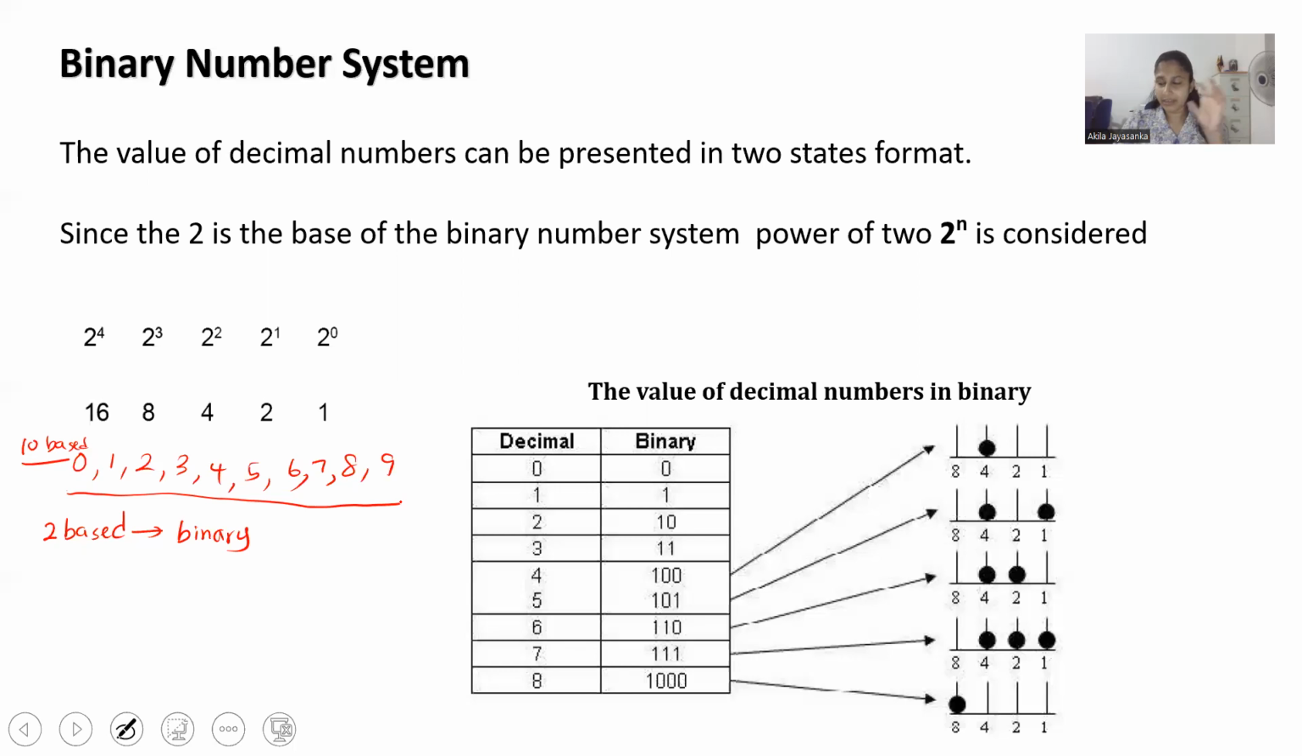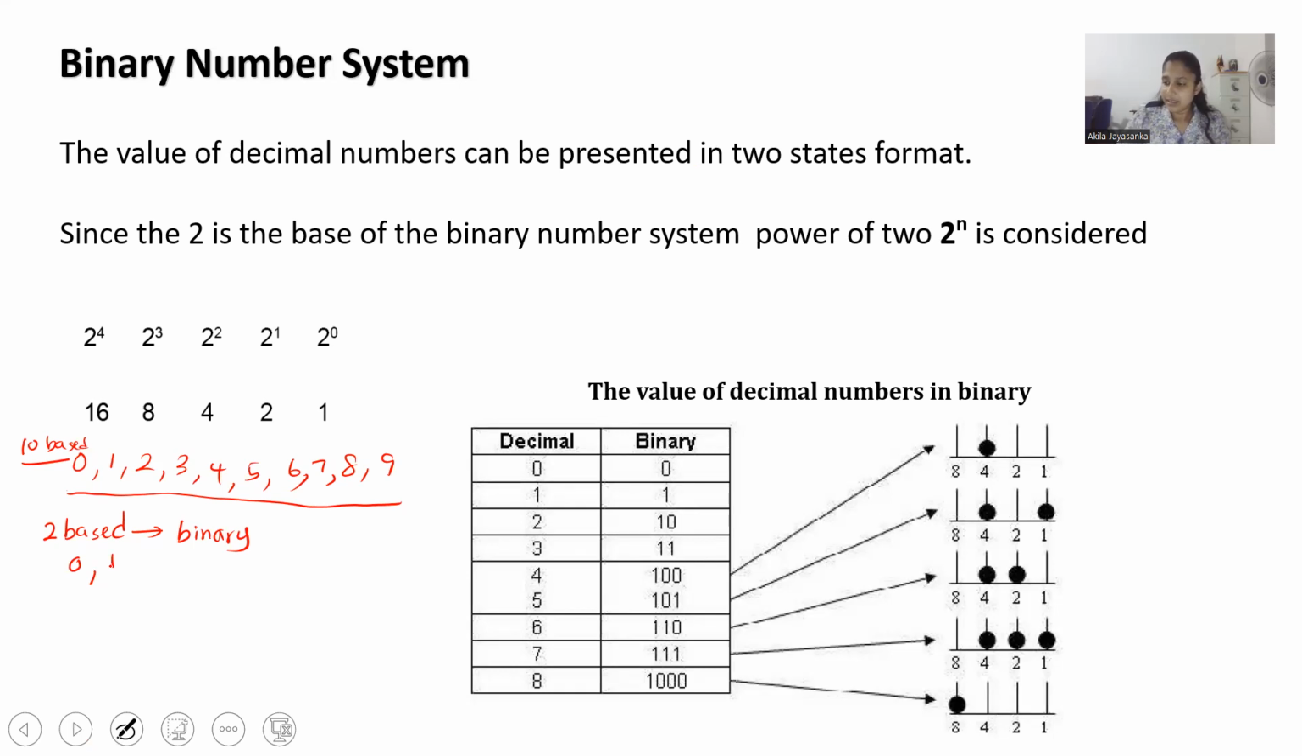What is the number range if it is a binary format? When we discuss the 10 base system, we get the numbers from 0 to 9. We didn't consider the 10. Right? When it comes to the 2 based system, or the binary system, what is the number range? Yes, 0 and 1. This is the number range that we can get.